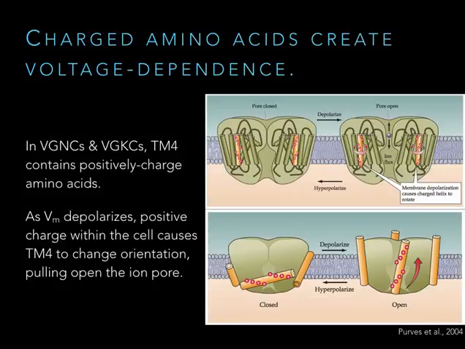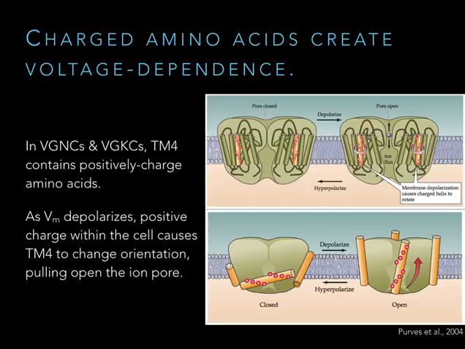Okay, now let's talk about the things that really matter to us. Let's revisit the action potential. That voltage sensor, that activation gate, okay, that's all brought about by charged amino acids. That's it. It's not magic. The voltage-gated sodium and potassium channels have positively charged amino acids in the fourth transmembrane domain of each subunit, that's going to interact with positive charge that enters the cell.